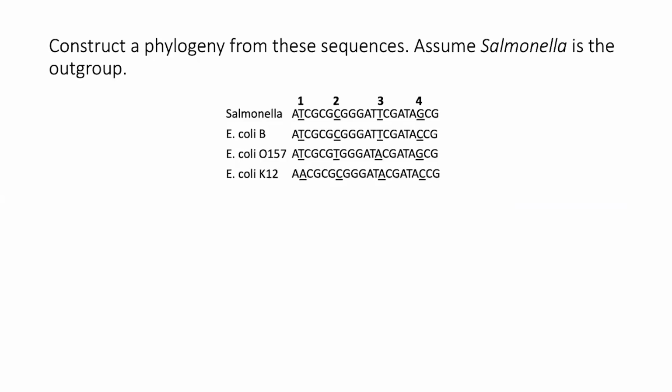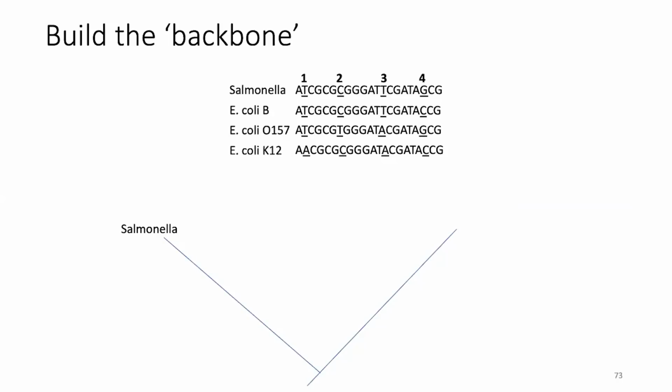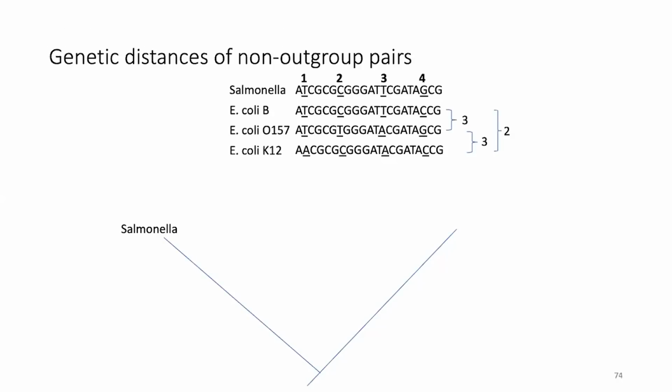Okay, so let's just construct another phylogeny. And obviously this one's going to be a little bit more complicated and show us how homoplasy can work. So we want to build the backbone, just like we did before. We want to look at genetic differences between these taxa, OTUs. And what we see is that B and K12 are now grouping together just like they did before.